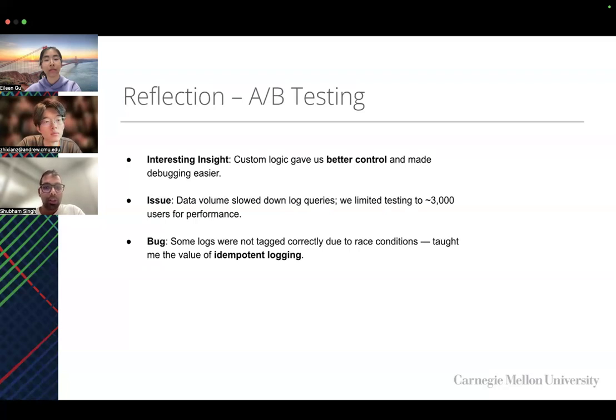The reflection part on the A/B testing had an interesting insight. The custom logic we used, rather than the GrowthBook tool, gave us better control and made debugging easier. The issue was that the data volume slowed down the log entries, so we had to limit the testing to 3,000 users per experiment. The bug was that some logs were not tagged correctly due to race conditions. That taught me the value of idempotent logging.